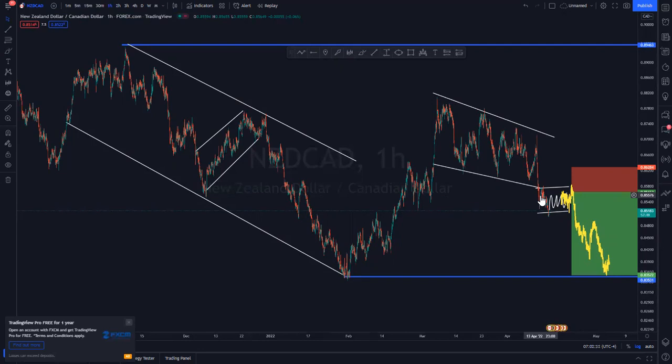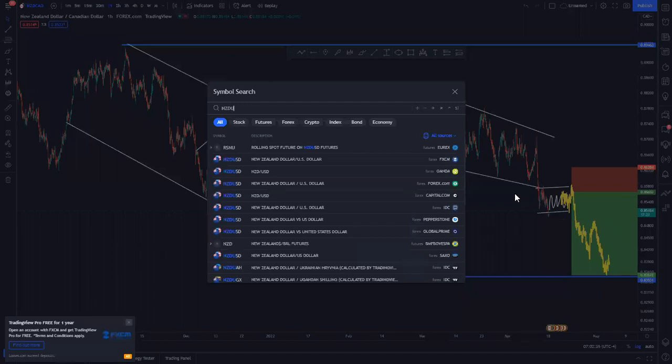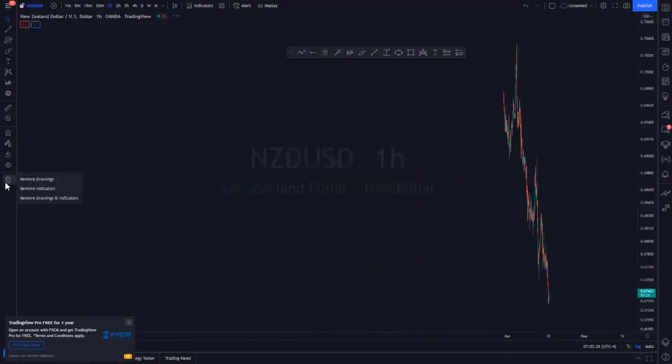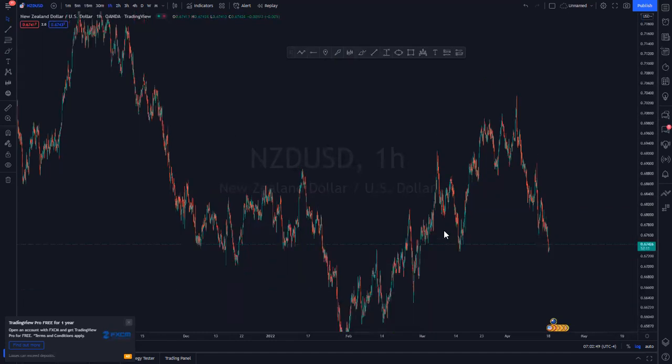I'll just check on NZD USD and see how it goes. Maybe NZD USD will give us some hope. Okay, I'm on NZD USD. Again, just start on the 1 hour. I don't have to stress myself.